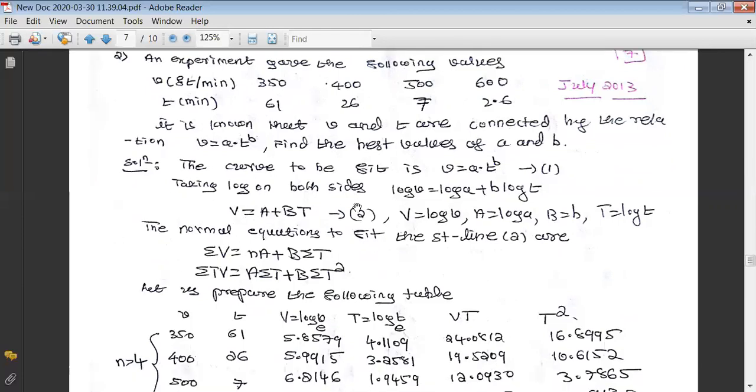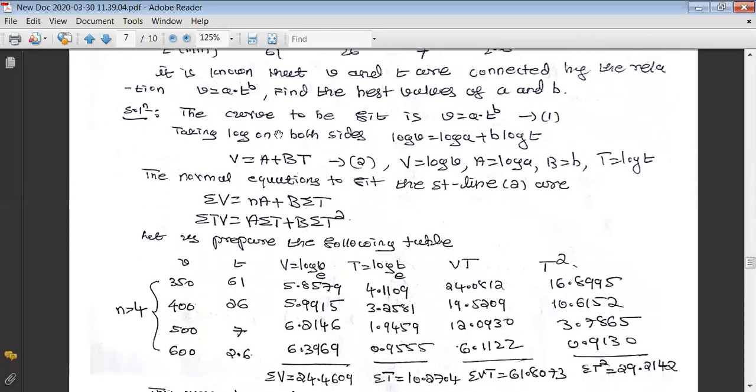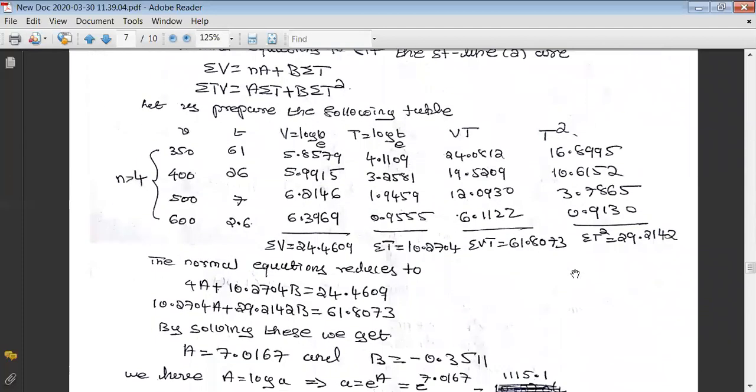And we can write the normal equations: the first one by taking direct summation, the second one by multiplying both sides by capital T and then taking the summation. Once you look at the requirement of these normal equations, we are supposed to first get capital V and capital T, then we have to get summation TV. That's why we have taken V into T. Then summation T square. And these are their totals.